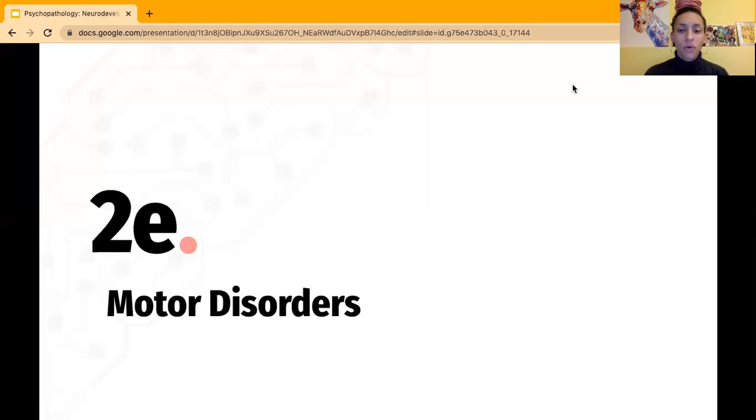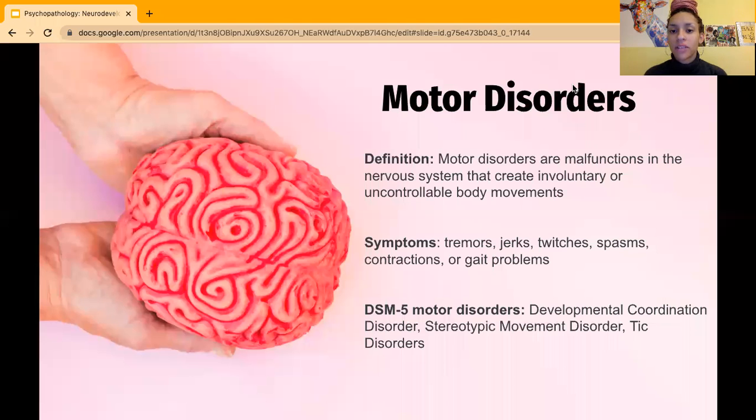So this brings us to motor disorders. By definition, motor disorders are malfunctions in the nervous system that create involuntary or uncontrollable body movements. And these disorders can also cause a lack of intended movement. Their symptoms are tremors, jerks, twitches, spasms, contractions, or gait problems, which are abnormalities in walking.